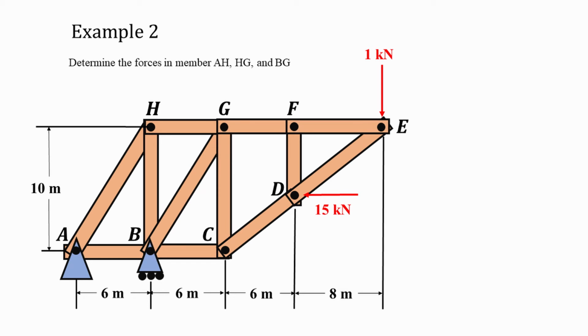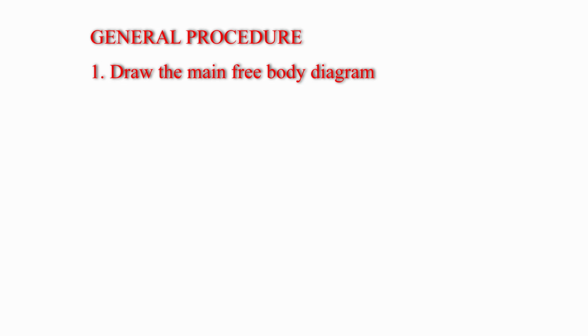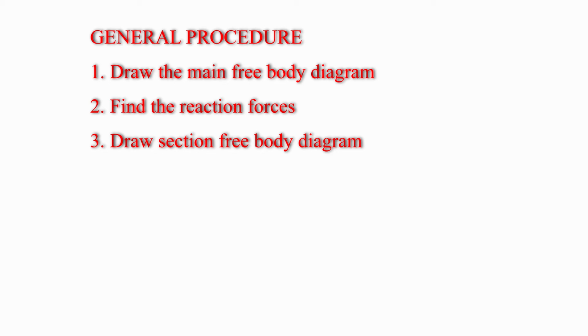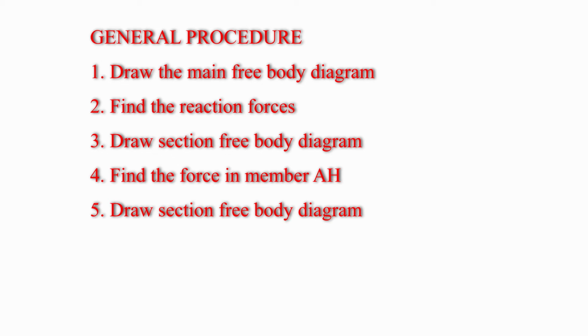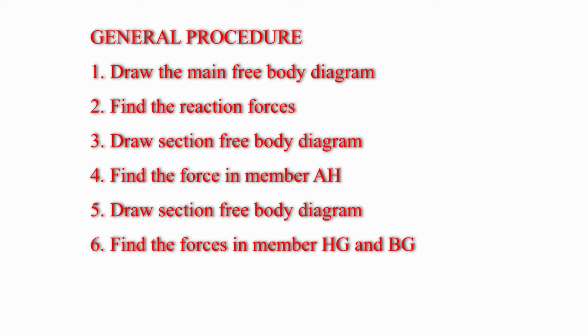Here are the basic steps to solve this problem. Draw the main free body diagram for the entire truss. Find the reaction forces at supports A and B. Draw a section free body diagram and find the force in member AH. And draw another section free body diagram, then find the forces in members HG and BG.